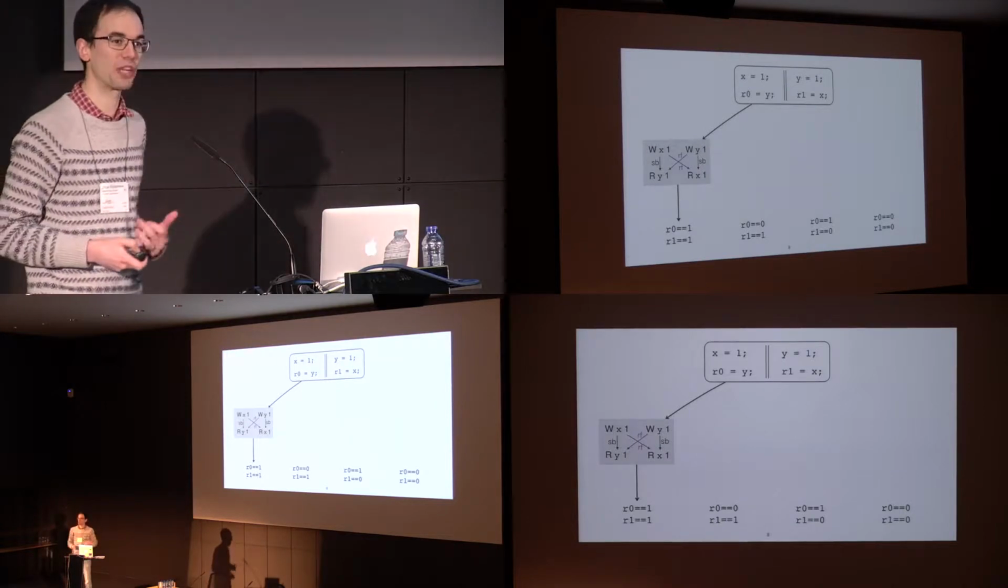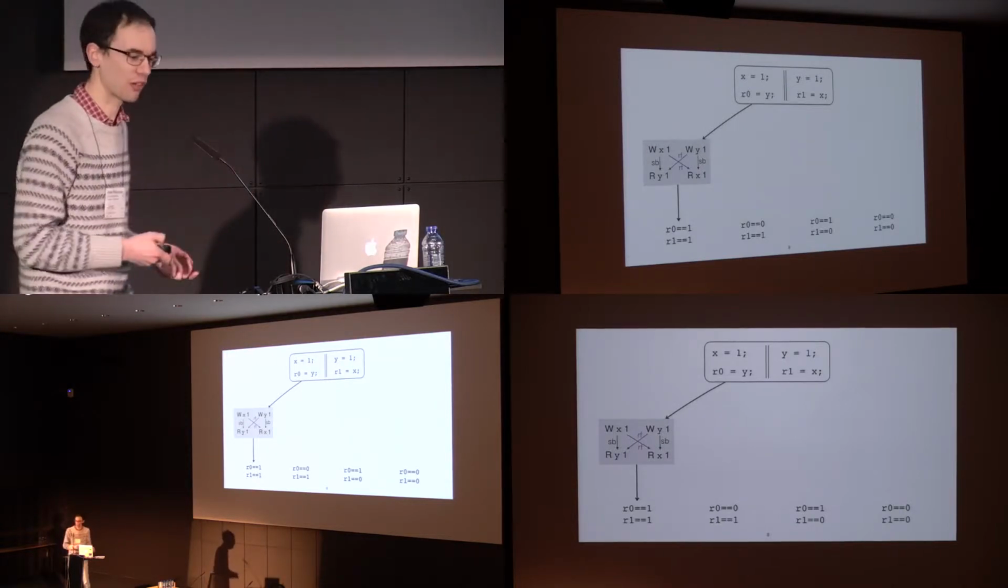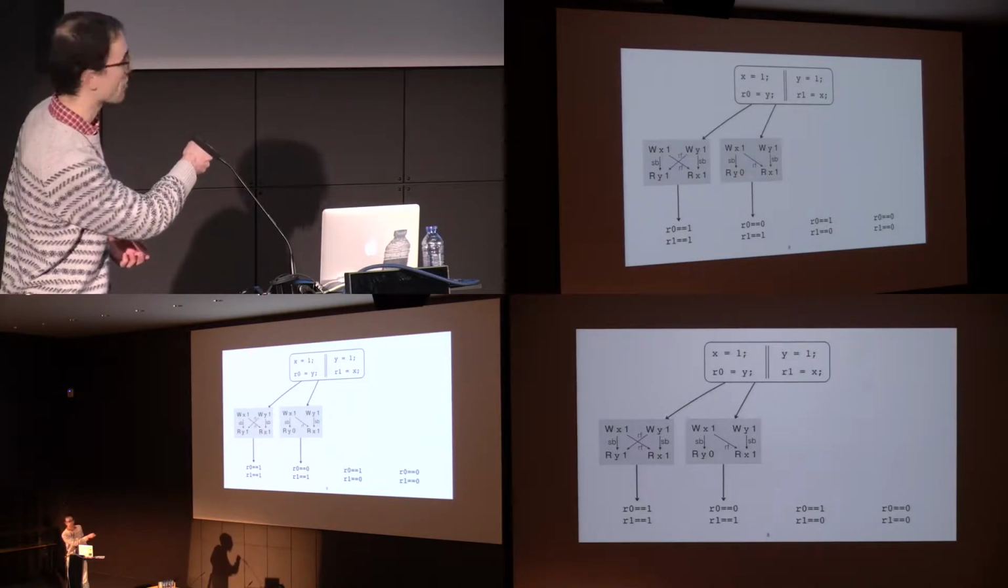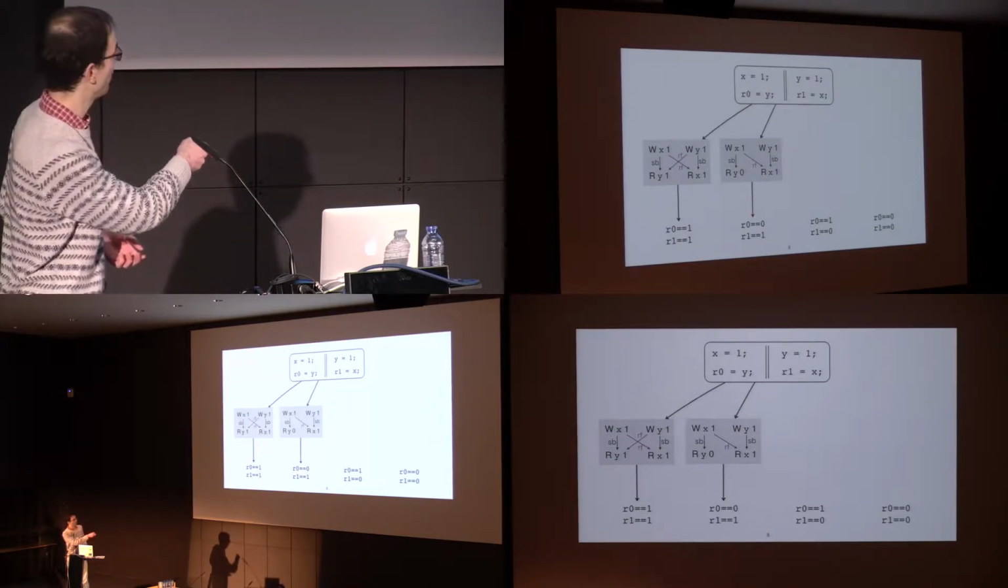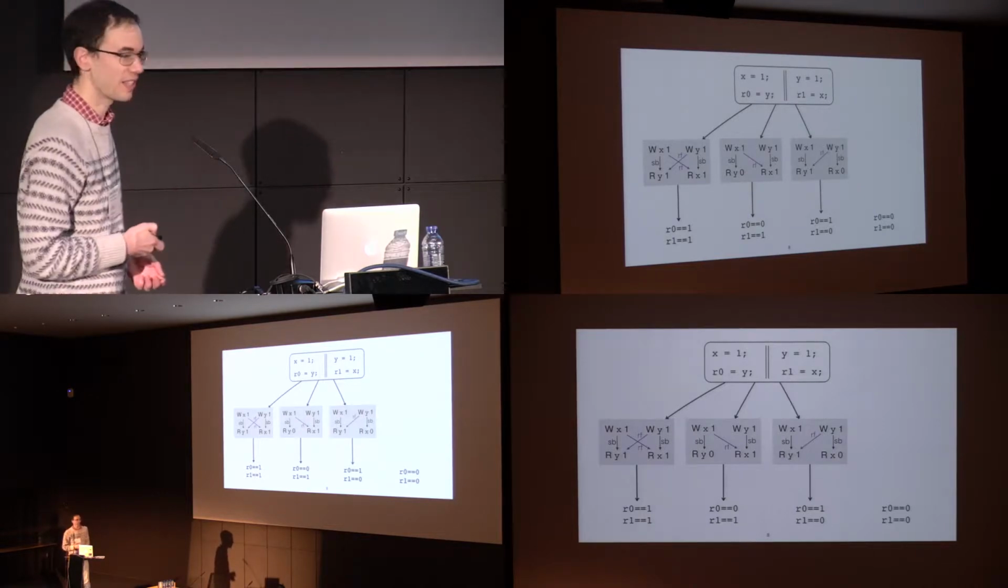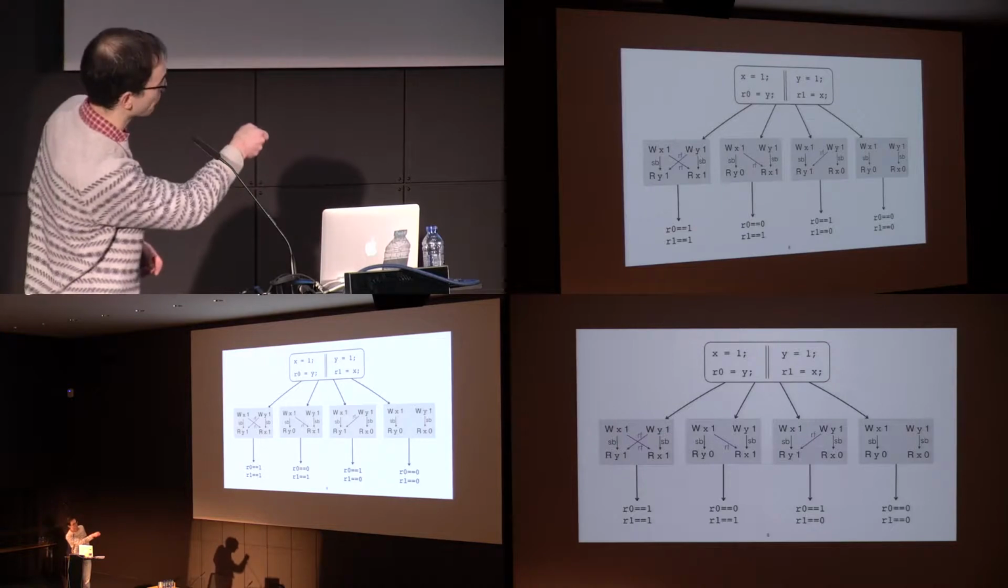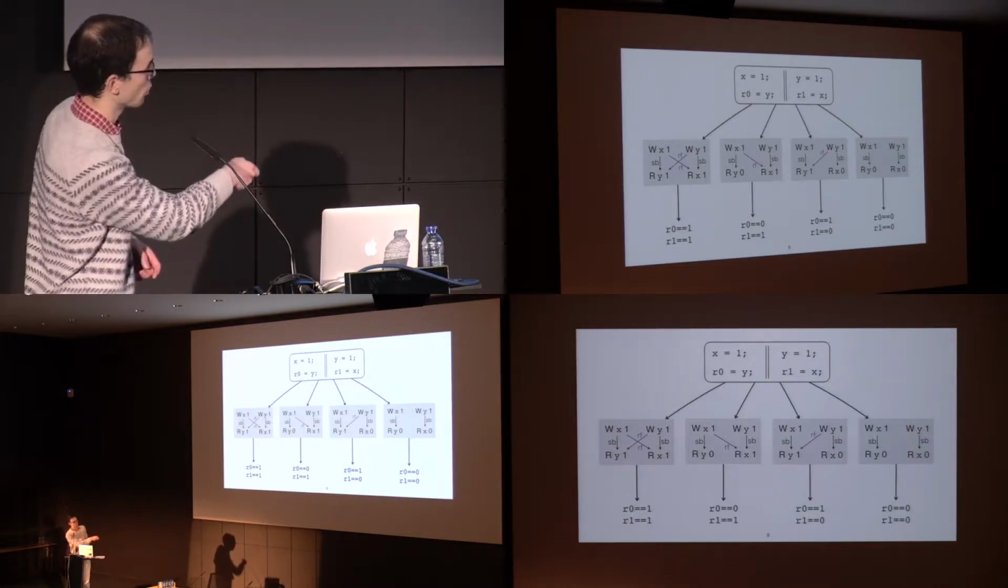A piece of source code will give rise to a whole bunch of these possible execution graphs. There's another one here where this read is getting a 0. It has no RF edge coming into it. And there's another possibility here, and another possibility here. And each of these execution graphs leads to one of these post conditions.